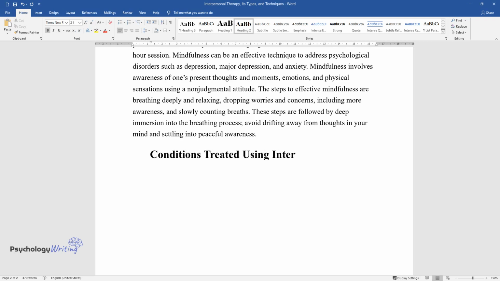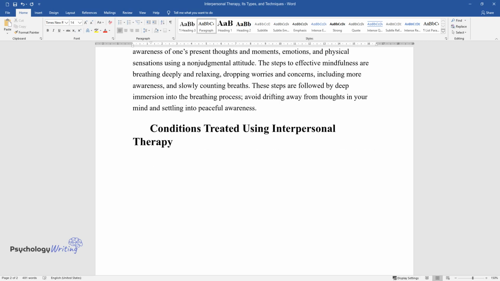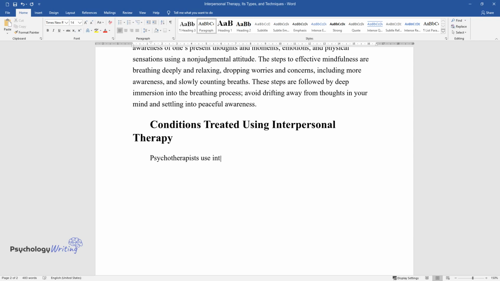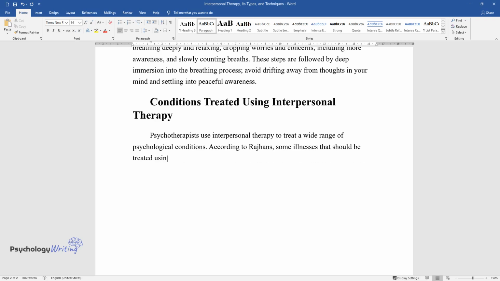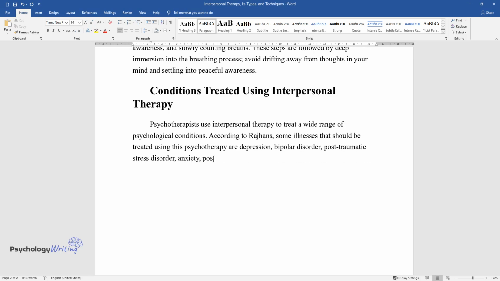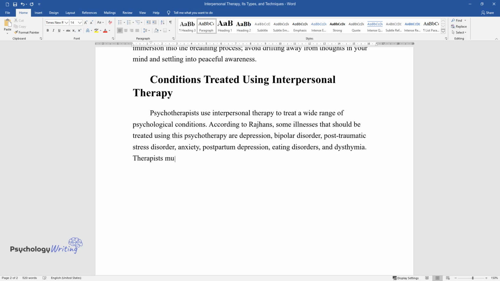Conditions treated using interpersonal therapy. Psychotherapists use interpersonal therapy to treat a wide range of psychological conditions. According to Rajhungs, some illnesses that should be treated using this psychotherapy are depression, bipolar disorder, post-traumatic stress disorder, anxiety, postpartum depression, eating disorders, and dysthymia.